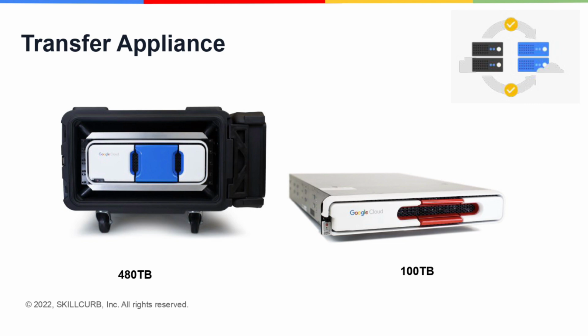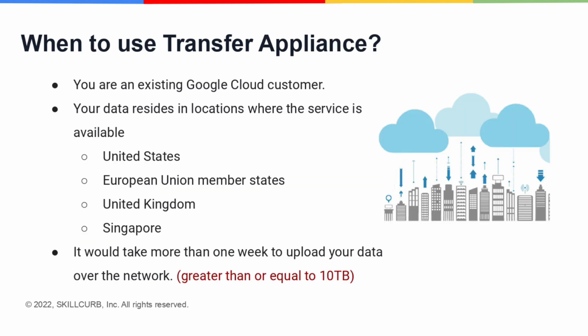Transfer Appliance is a high-capacity storage device that enables you to transfer and securely ship your data to a Google upload facility to be uploaded to Cloud Storage. Transfer Appliance should be used in the following scenarios. You are an existing Google Cloud customer, your data resides in locations where the service is available, that being the United States, the European Union member states, the United Kingdom, or Singapore, and it would take more than 1 week to upload your data over the network.